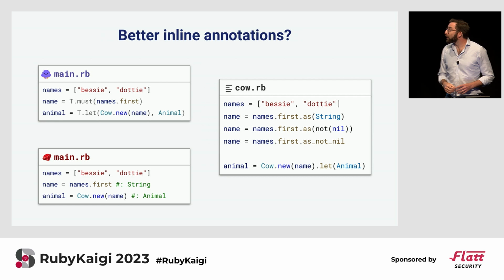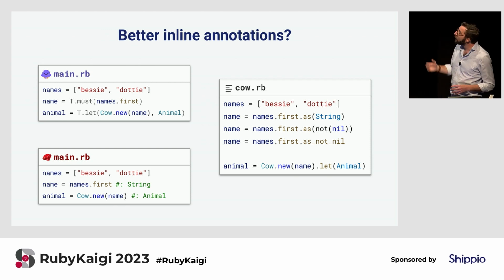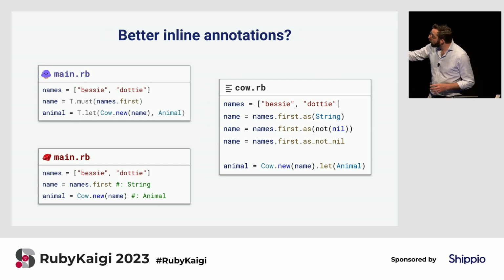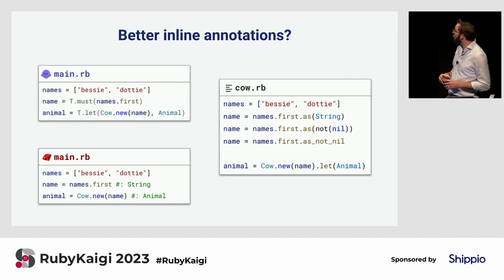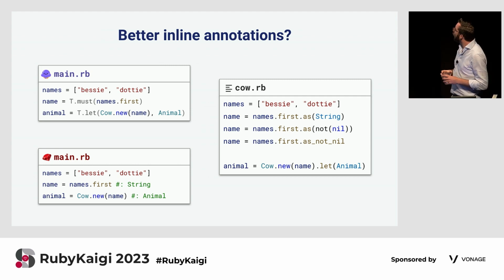Now comes the question of inline type annotations. What do we do with T.must, the casts, using let to define the type of a variable? There are many ideas. We can still use what Sorbet is doing, T.must. We can use what Steep is doing, using comments. Or we could look at something a bit more expressive, using, for example, .as and passing the type here, or saying, oh, this is not going to be nil, but I don't want to repeat the type because it's a long one. I can say .as_not_nil, or just .as_not_nil as one function.